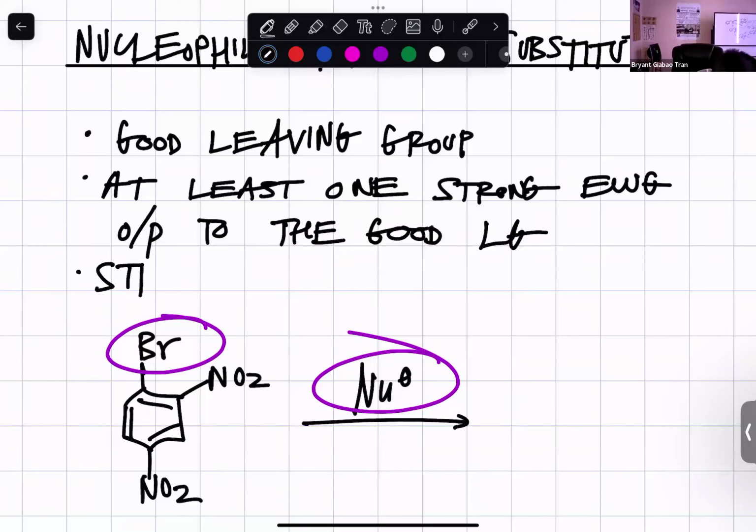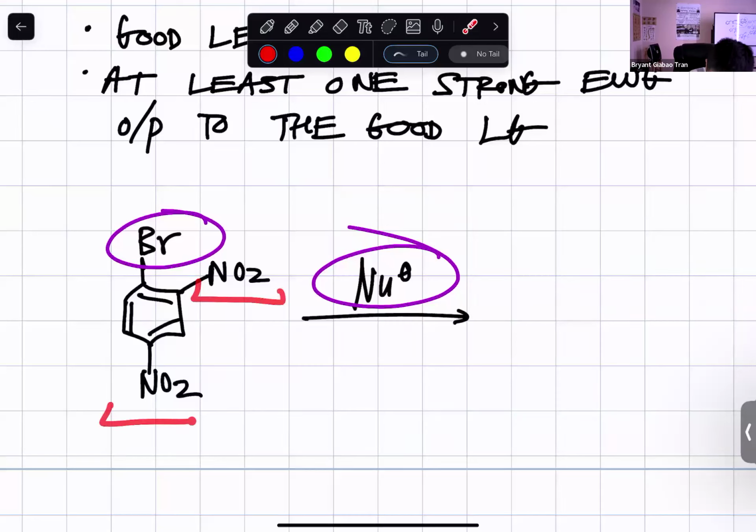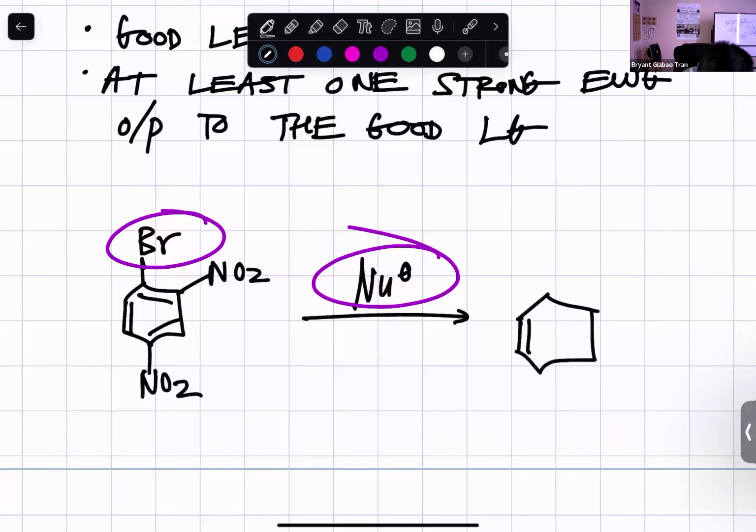Right? And then you could also consider this as a requirement: you need a nucleophile. Actually, any kind of nucleophile would work, like water in neutral would work here. So for example, if we have this good leaving group here, bromine, and strong EWGs ortho or para to that, and we introduce some kind of nucleophile, that's going to substitute the good leaving group with the nucleophile, like this.